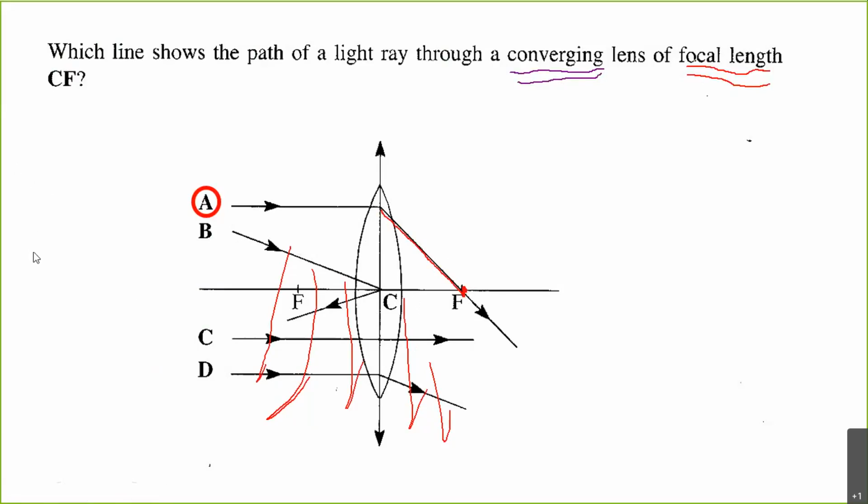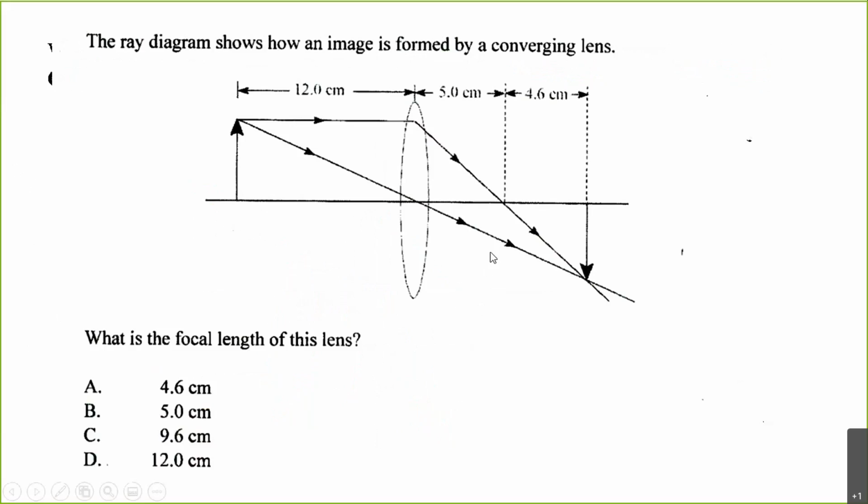Try this one. So we have another converging lens. What is the focal length of this lens? Are you sure? Locate your focal point. No, it's not. And identify your focal length. It's not D, it's C. It's 5 plus 4.6, which is 9.6, which is C. Annotate and show me where the focal point is. There. Good. Now draw the focal length. Draw a line for the focal length.